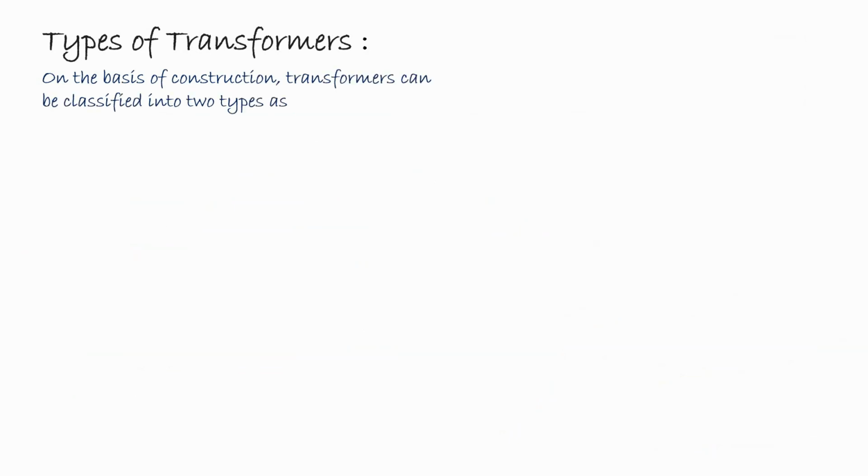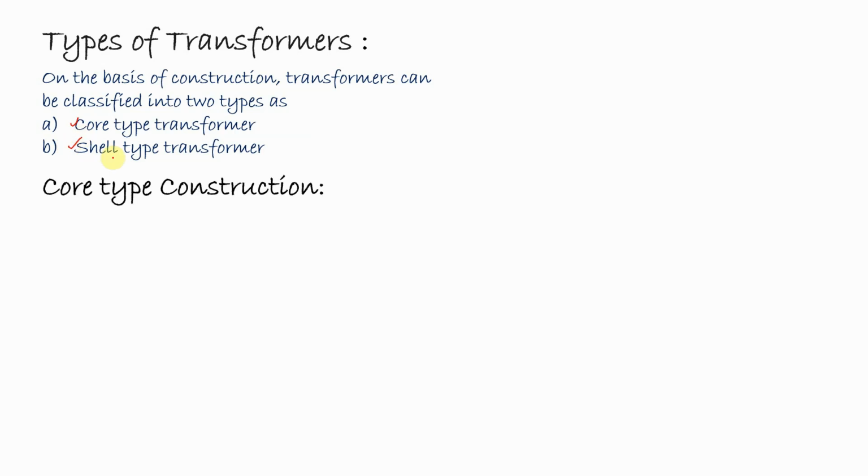Now, the types of transformer. Depending upon the construction, the transformer is divided into two types: the core type transformer and the shell type transformer. So basically the transformer can be classified according to different options. Here we classify the transformer depending upon their construction, and according to the construction, it may be either core type or shell type. So let's see the core type construction.